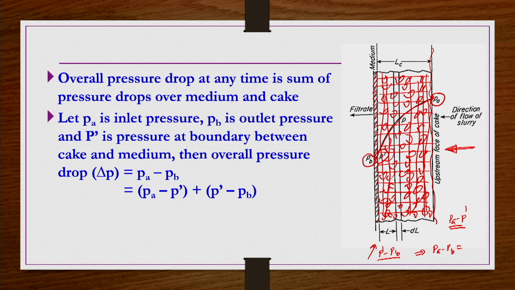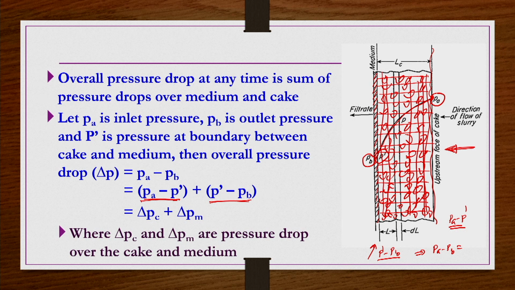So what we can write is the overall pressure drop delta P as Pa minus Pb, which is nothing but Pa minus P prime plus P prime minus Pb, so that you can avoid calculating P prime and still get the overall pressure drop. Pa minus P prime is the pressure drop across the cake, and P prime minus Pb is the pressure drop across the filter medium. If we denote them delta Pc and delta Pm respectively, then delta P equals delta Pc plus delta Pm, the pressure drops across the cake and across the filter medium.